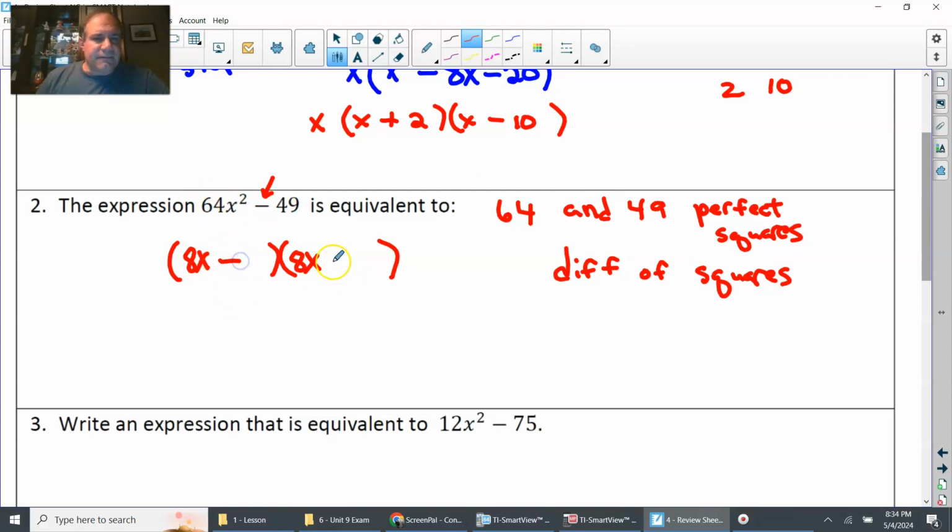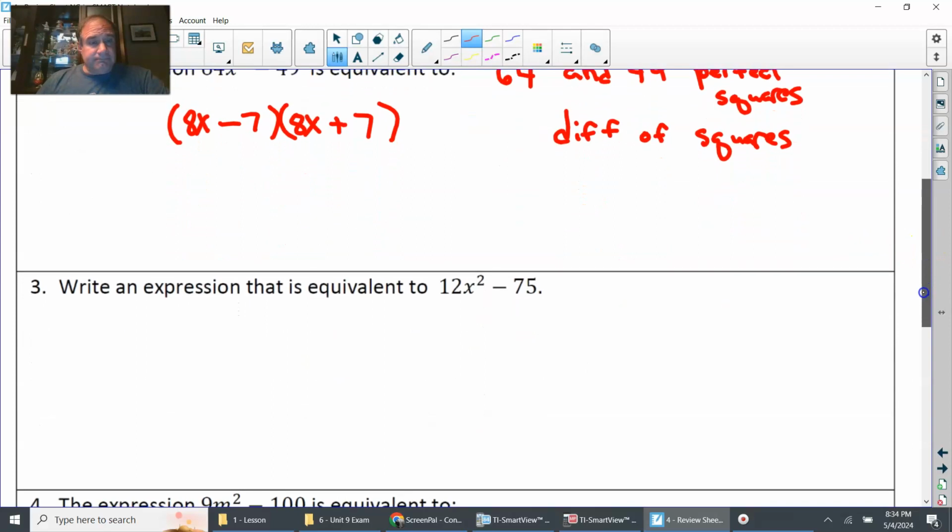Then I have the difference of squares, a minus and a plus. What times what equals 49? And that is my final answer. Difference of squares, they're perfect squares. As soon as you see two perfect squares, you know you could jump to it.